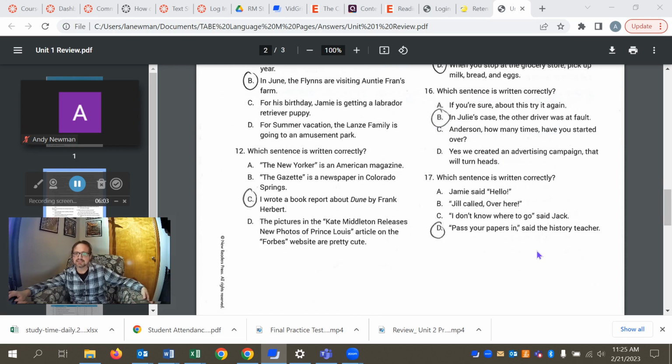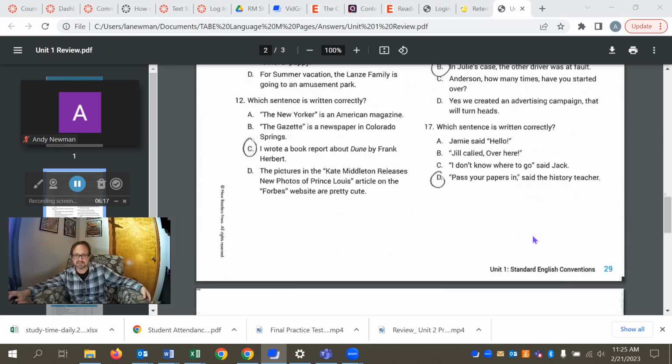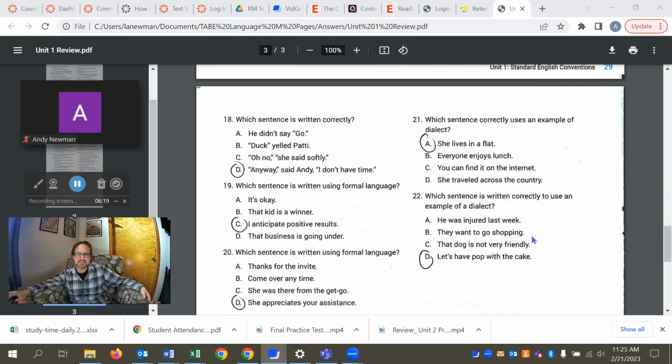Okay, 17 is D, and this is about correctly punctuating quotes. We have the quote in quotation marks. We have the comma that comes inside the quotation marks before the signal phrase, which ends the sentence this time, said the history teacher. Okay, 18, our correct sentence is D, and this is the same thing, punctuating quotations.